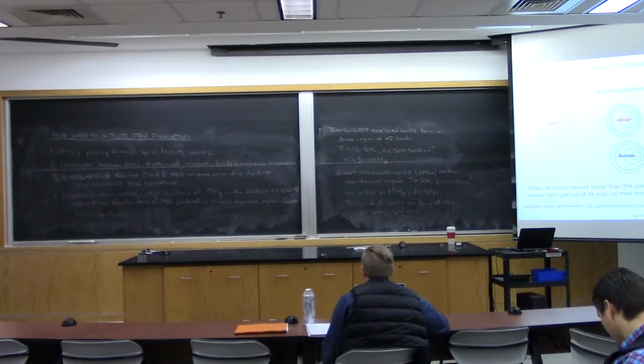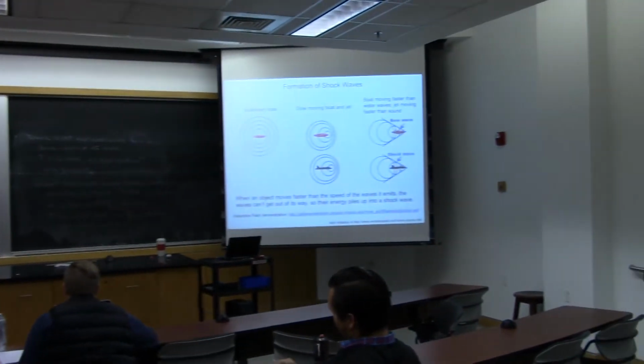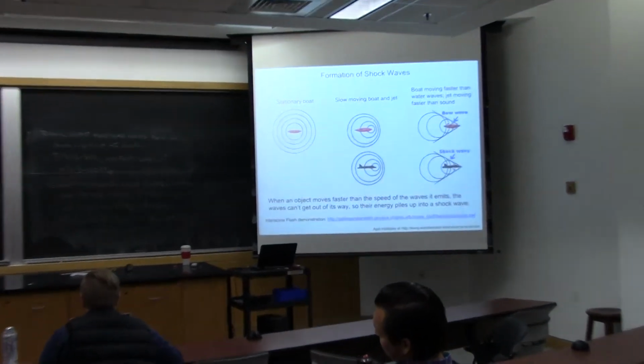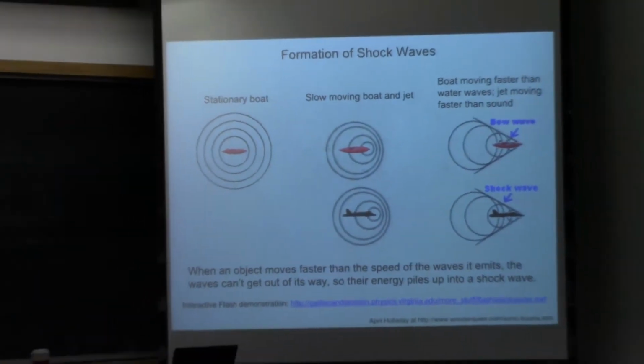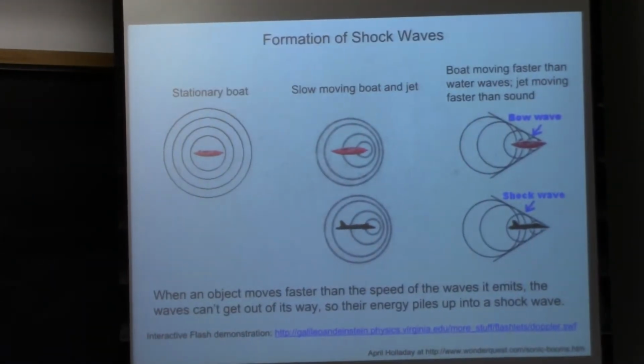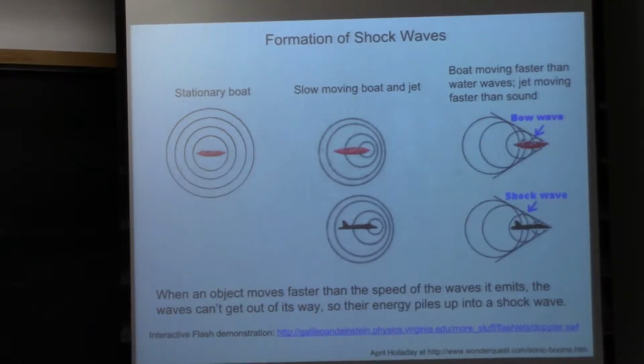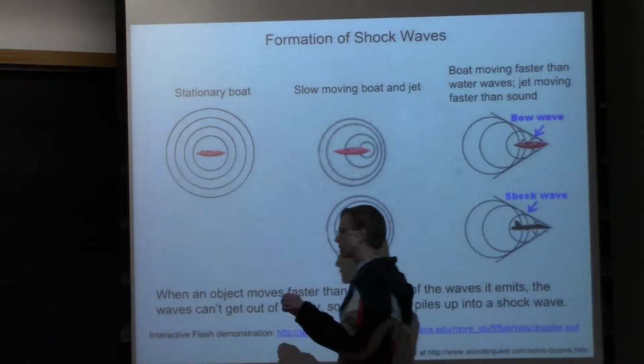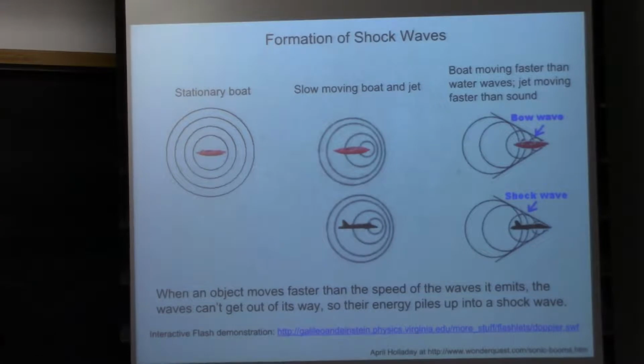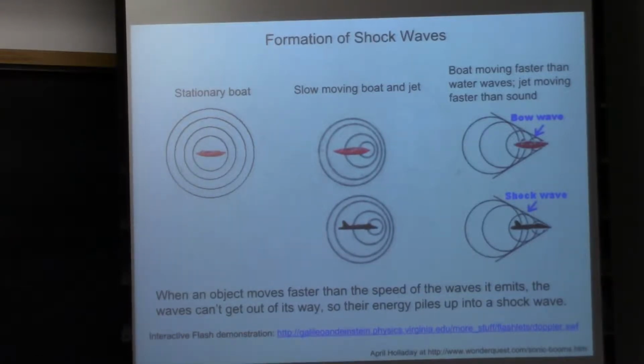Let's have a little fun talking about shock waves here. A shock wave is caused when you have a disturbance propagating through a medium faster than the speed of sound in that medium. If something's moving faster than the speed of sound, any sound that it is generating can't get away from it, can't get out in front of it, as it were.